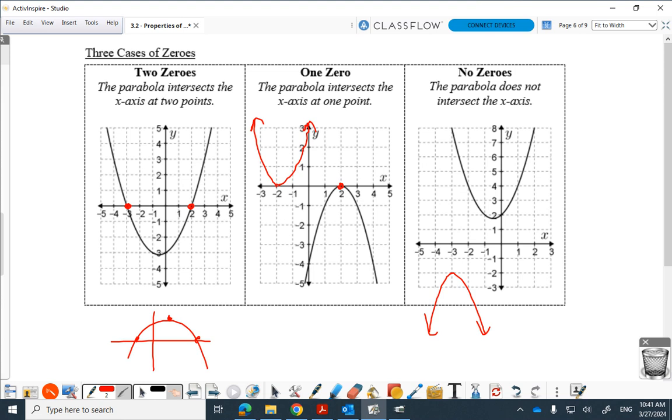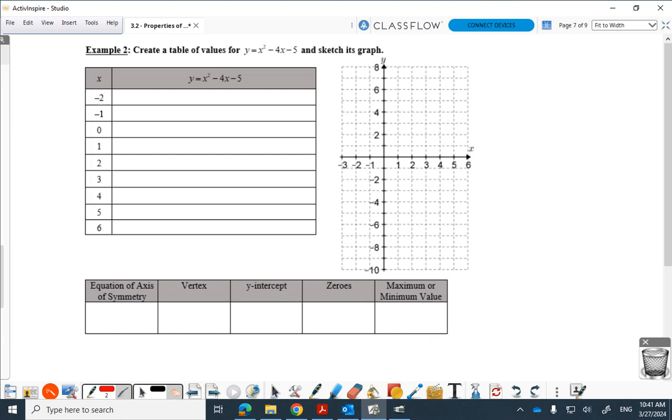Questions? All right, some spicy examples. After all that, that was not really a review of yesterday, just re-clarifying yesterday's stuff. Here's some spicy examples. Create a table of values for y equals x squared minus 4x minus 5 and sketch its graph. Some people were asking me about, well, what does this number do? What does this number do? And the answer is, I don't have an answer for you yet. But we can begin investigating what all this stuff might mean.